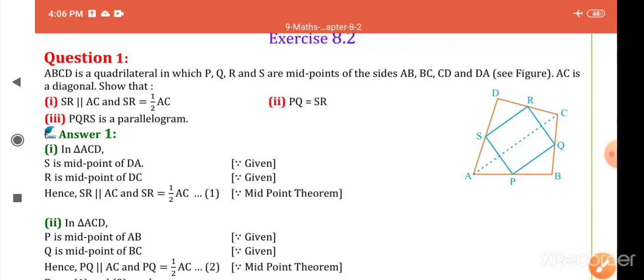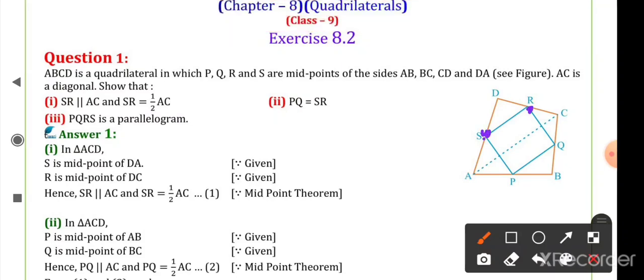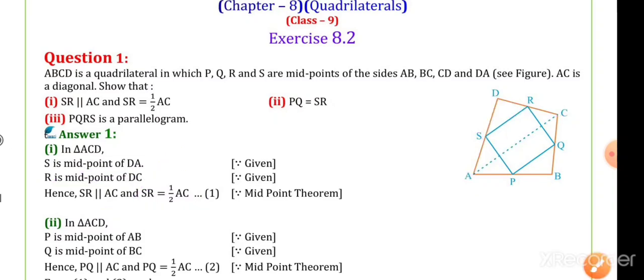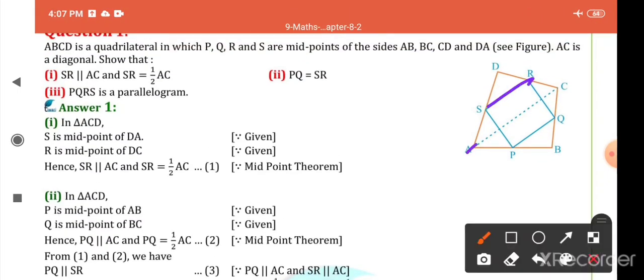Now see, first, if you look only at S and R, you can see that S is the midpoint of AD and R is the midpoint of CD, as they have written here. So if these are midpoints, I have told you right now, before this question, the midpoint theorem: if two points are midpoints, then the segment joining them will be parallel to the third side, that means it is parallel to AC. It will be parallel to AC and it will be half of AC also. You can say that SR is half of AC.